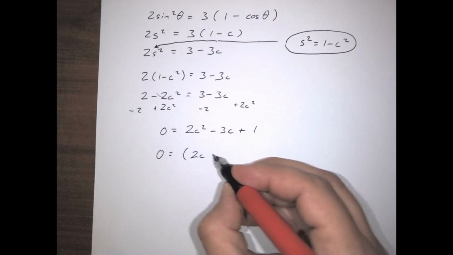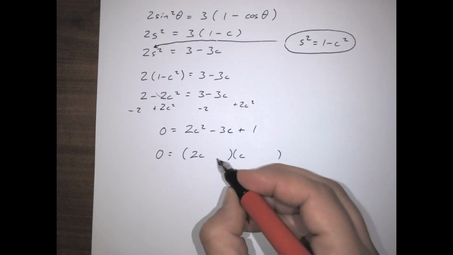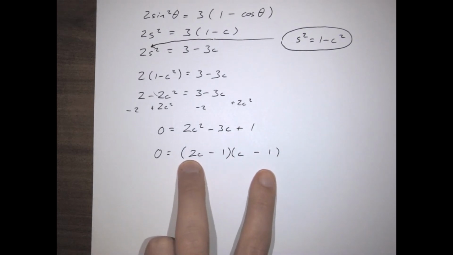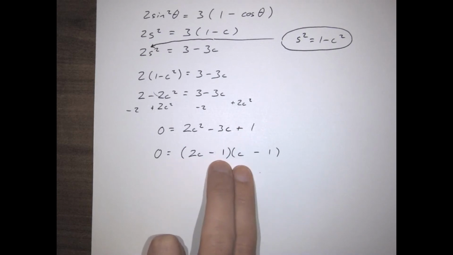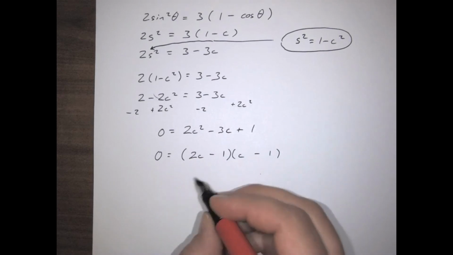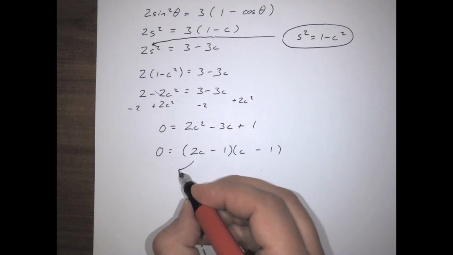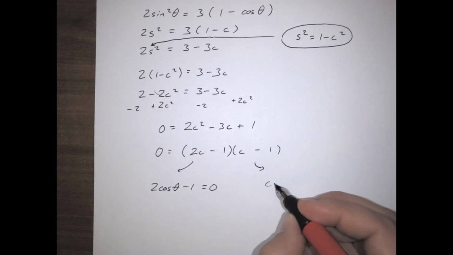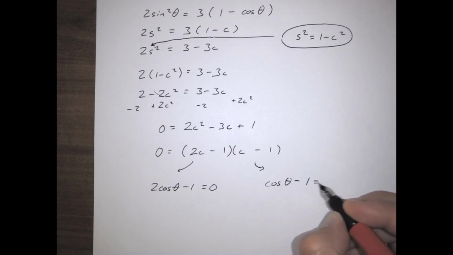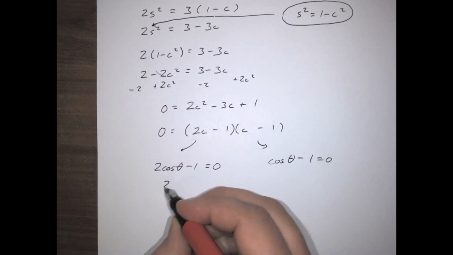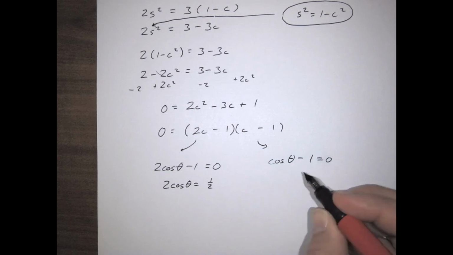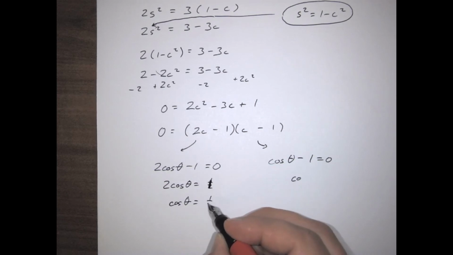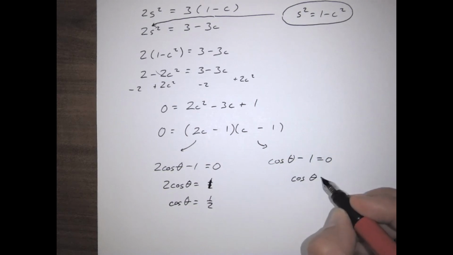So this is going to be 2c and c. And now we're going to have 1 and 1, and they just have to both be negative. And we now have 2c minus 1. Negative 2c minus c. And it's going to add up to the middle term there. So then we can take these, separate them out. 2 cosine theta minus 1 equals 0, or cosine theta minus 1 equals 0. And this means then if I add 1 to both sides, 2 cosine theta equals 1. This one means equals 1. And that means that cosine theta is equal to 1 half. That's what I meant. This one over here means cosine theta equals 1.